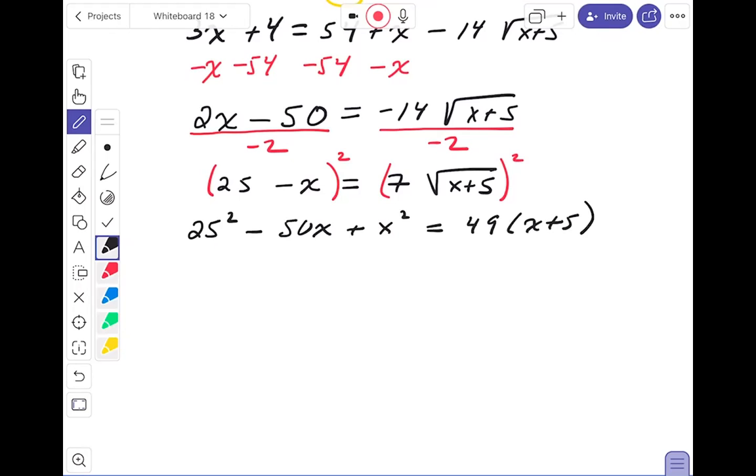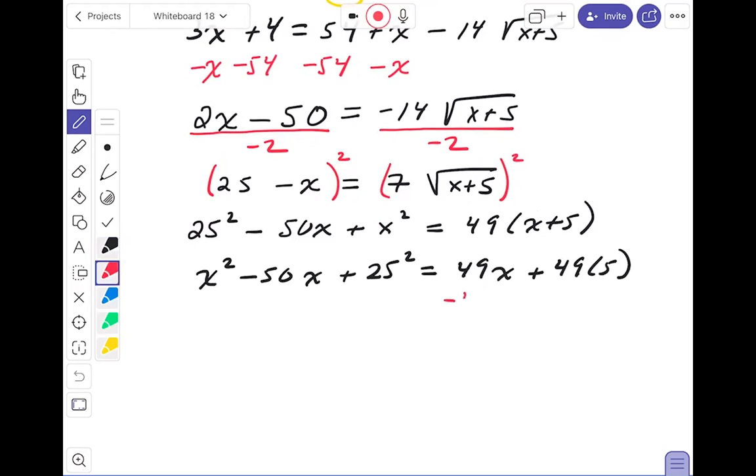All right, let's keep going. Again, I know it's difficult. x squared minus 50x plus 25 squared. We'll do that later. 49x, and then you can get a what? 49 times 5, right? Okay, let's keep going. Looking at it, I'm going to subtract 49x from both sides. Yeah, I know it's a lot of work, right? And I'm going to subtract 49 times 5 from both sides.